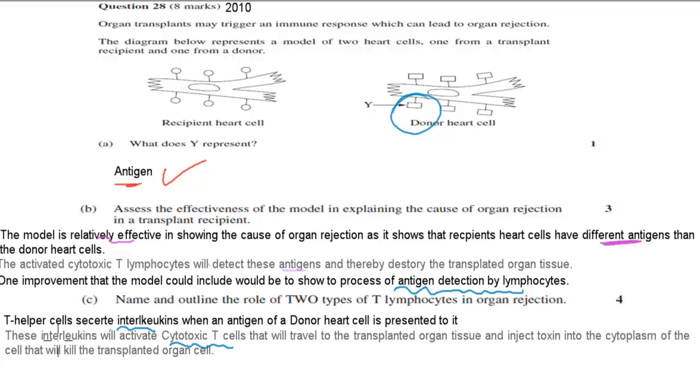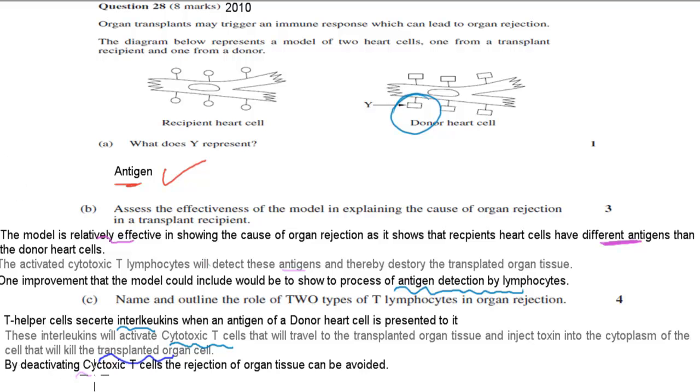This is the first part, and the second part was what the cytotoxic T cells do. The cytotoxic T cells will travel to the transplanted organ tissue and inject toxins into the cytoplasm of the cell, which will kill the transplanted organ cell. So this is what the cytotoxic T cells actually do. Now I've named both cytotoxic T cells and T helper cells, and I've said what each one's role is in the whole process of donor rejection. So I will get my full marks, but I just gave a quick statement at the end.